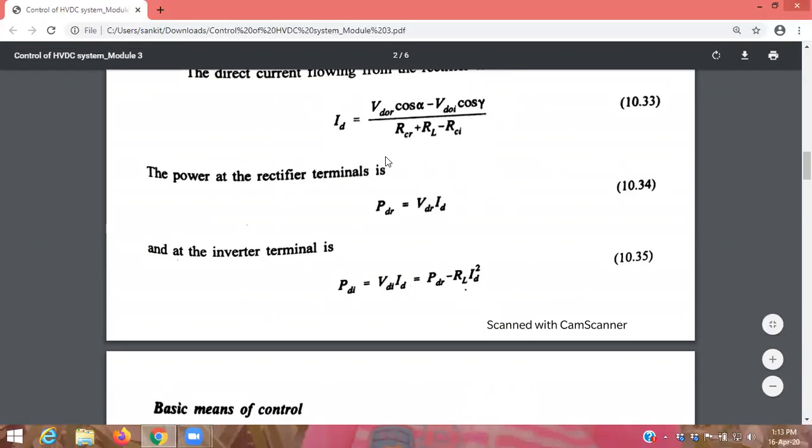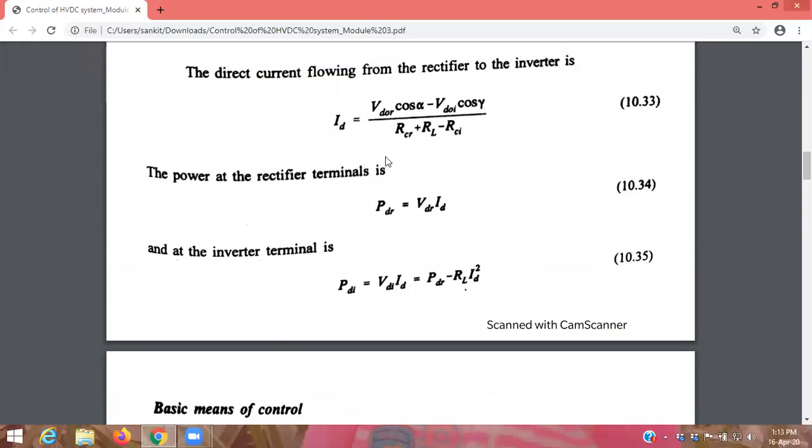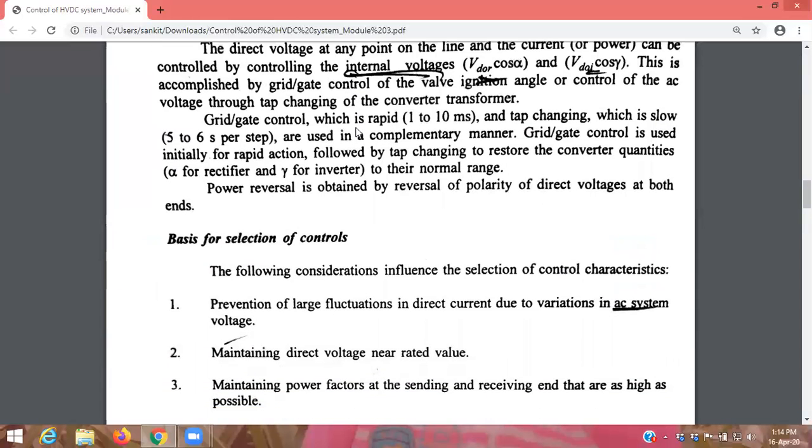That means if there are fluctuations in the supply system, which is quite obvious, this ID, the current flowing through the HVDC system, will change, which is not desirable at all. Because for any good system or any stable system, the response of the system, whether voltage or current, has to depend minimally on the external parameter. So that's why this term: prevention of large fluctuations in direct current due to variations in the system voltage.